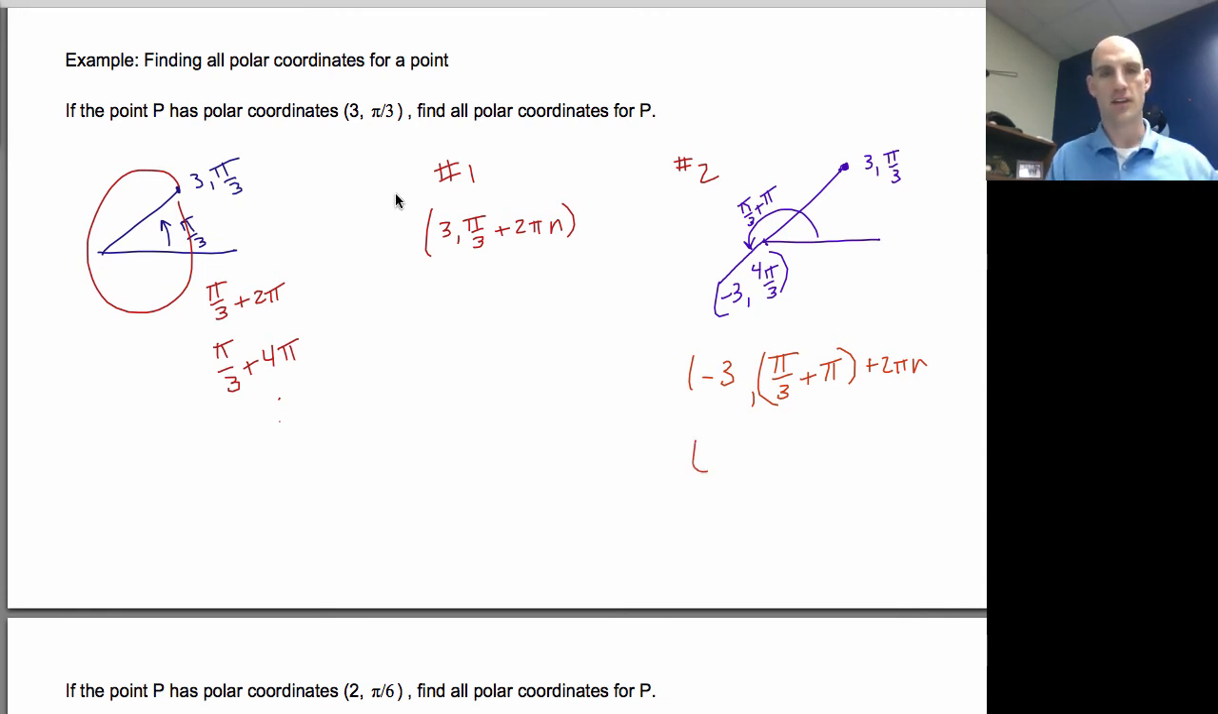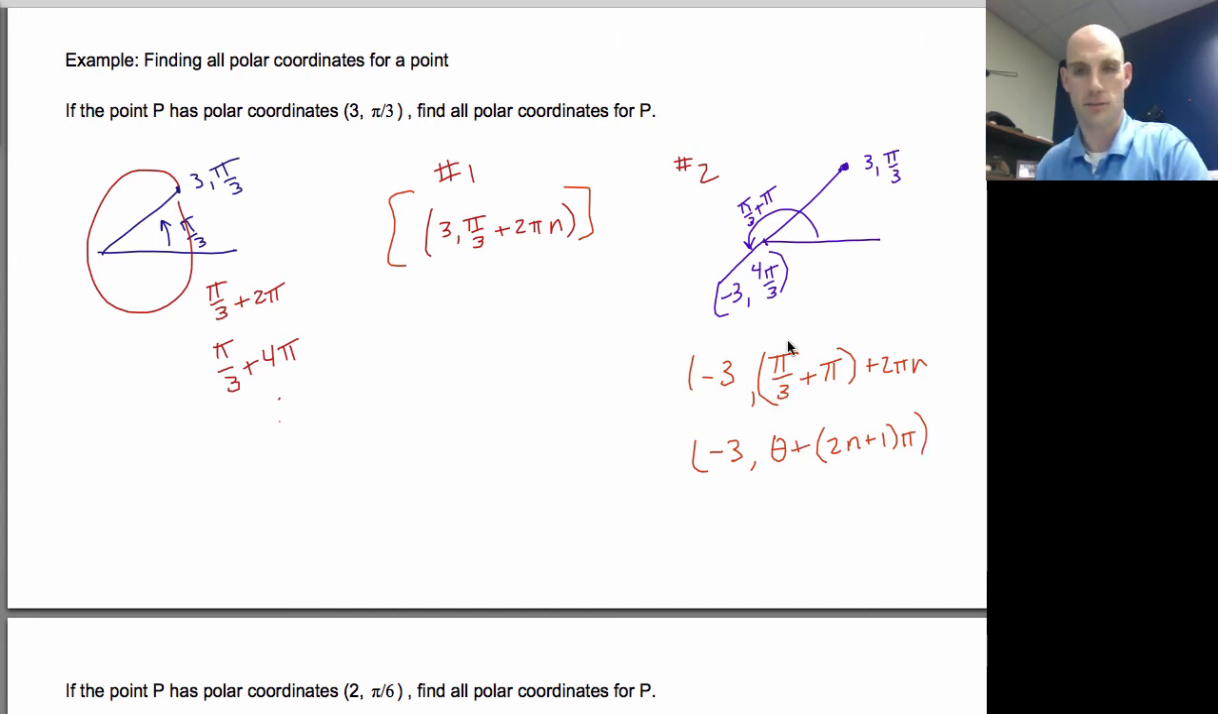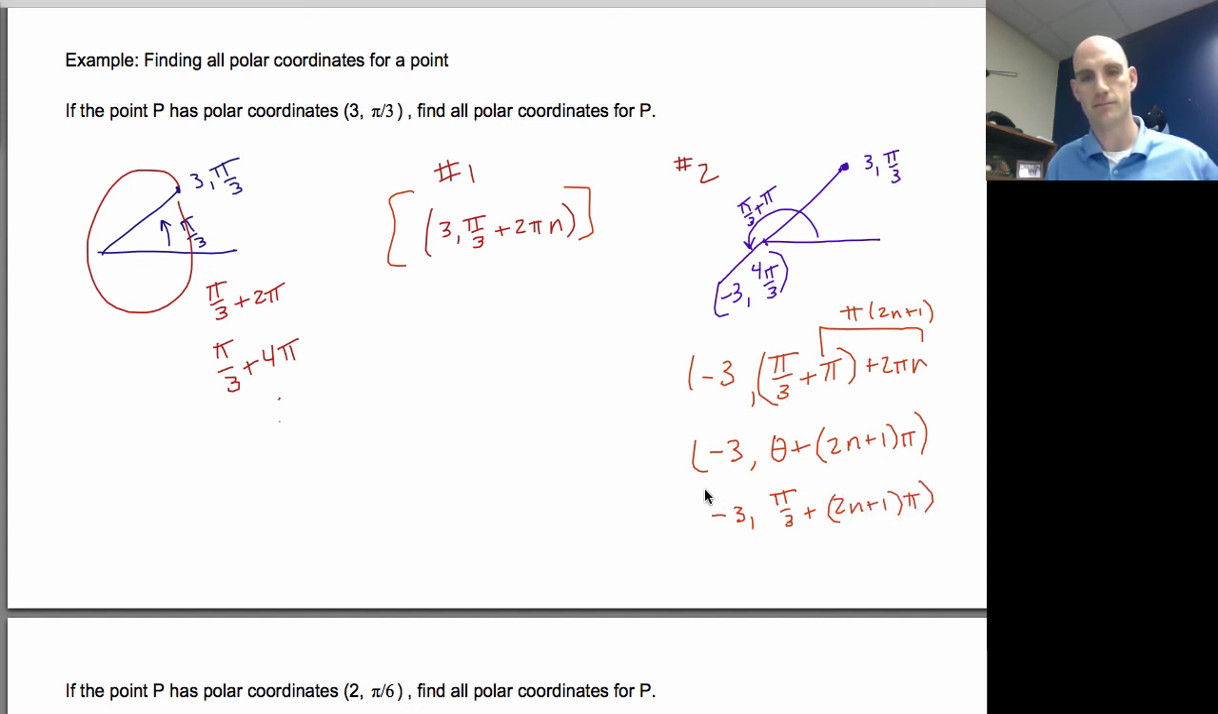Well, I could say, if this is the generalized form for going straight there, to go past it and then come back is going to look like this. Negative 3, comma, theta plus 2n plus 1 pi. Okay, because if I factored all this out, I've got my theta, so pi over 3, and then if I've got 2 pi plus pi, if I factored out a pi, that would be 2 times n plus 1, so this is my pi times 2n plus 1, meaning I went pi around, and then other multiples of 2 pi would get me there. And so this would be negative 3, comma, pi over 3 plus 2n plus 1 pi. Okay?